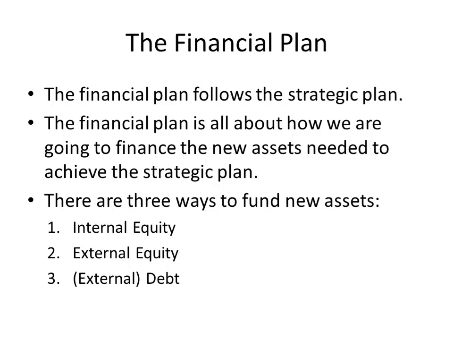Next, we'll talk about the financial plan. The financial plan follows the strategic plan. Recall that in the strategic plan, we figured out what product areas we wanted to increase production in and what new products we wanted to make. And the financial plan is all about how we're going to finance the new assets that are needed to achieve that strategic plan. Now, there are basically three sources of money that we can get to fund our new assets.